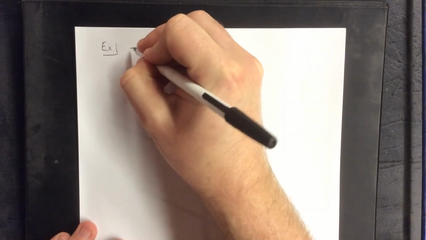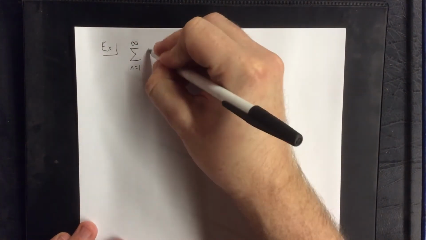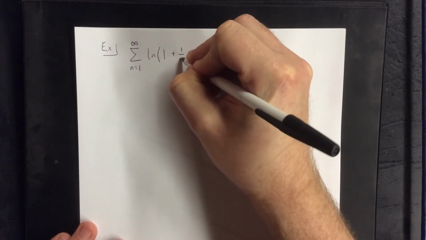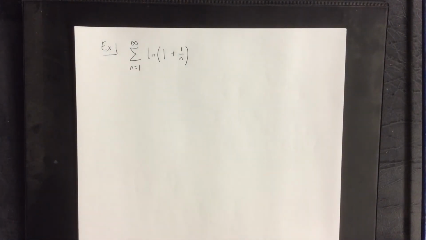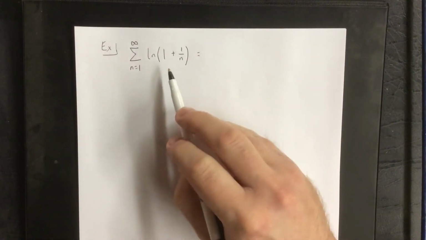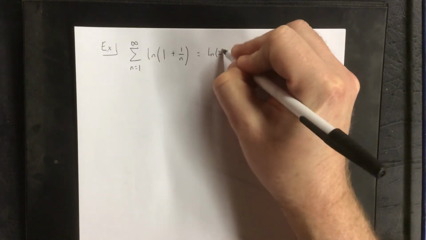For this one, we'll do the summation n equals 1 to infinity of the natural log of 1 plus 1 over n. Now again, in its current form, it doesn't necessarily seem like it's going to be a telescoping series. In fact, if we were to start plugging in values of n, at n equals 1, we'd have the natural log of 1 plus 1 over 1. That's the natural log of 2.